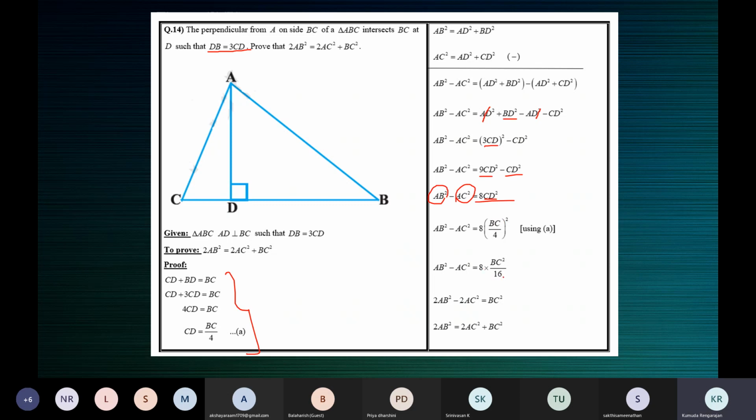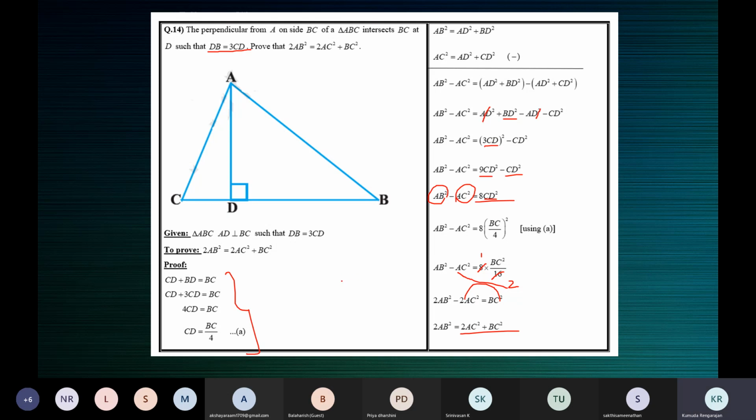8 ones are 8, 8 twos are 16. So on cross multiplying, when you cross multiply, 2AB square minus 2AC square is equal to BC square. So shift this to the other side. So 2AB square is equal to 2AC square plus BC square.